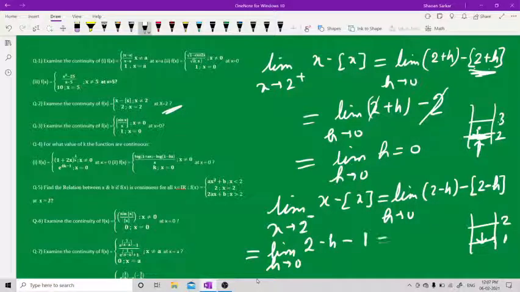And let us now do the subtraction. This will give me limit h tending to 0 of 1 minus h. Take the limit, I'm getting 1. So the limit does not exist. So the function is not continuous. This is the way you will have to do it. Let me do the third one for you.